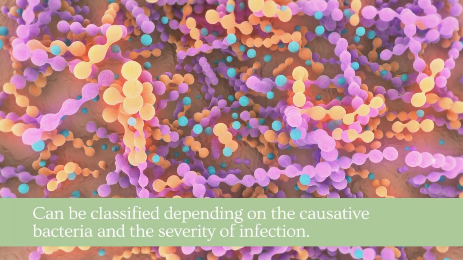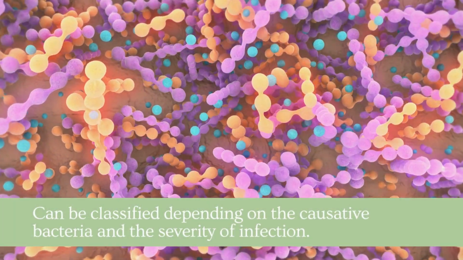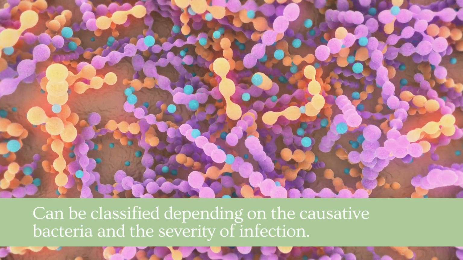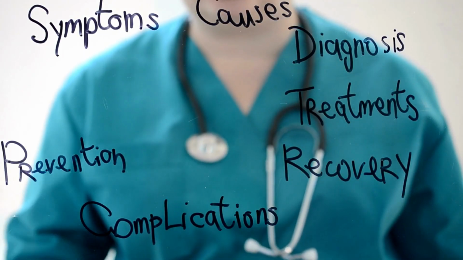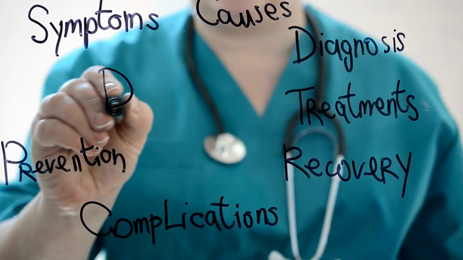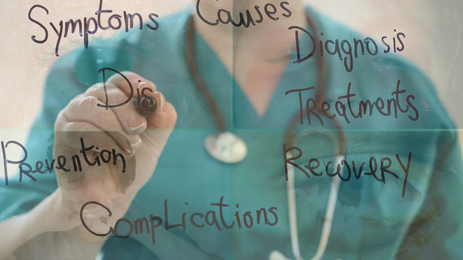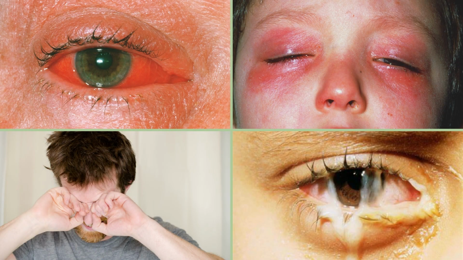Depending upon the causative bacteria and the severity of the infection, bacterial conjunctivitis may present in different clinical forms: acute bacterial conjunctivitis, hyperacute bacterial conjunctivitis, chronic bacterial conjunctivitis, and angular bacterial conjunctivitis. Signs and symptoms may vary among the four clinical types. Some of the most commonly presented symptoms are redness, swelling, itching, and mucopurulent discharge. Other common symptoms include eye pain, sensitivity to light, and blurred vision.